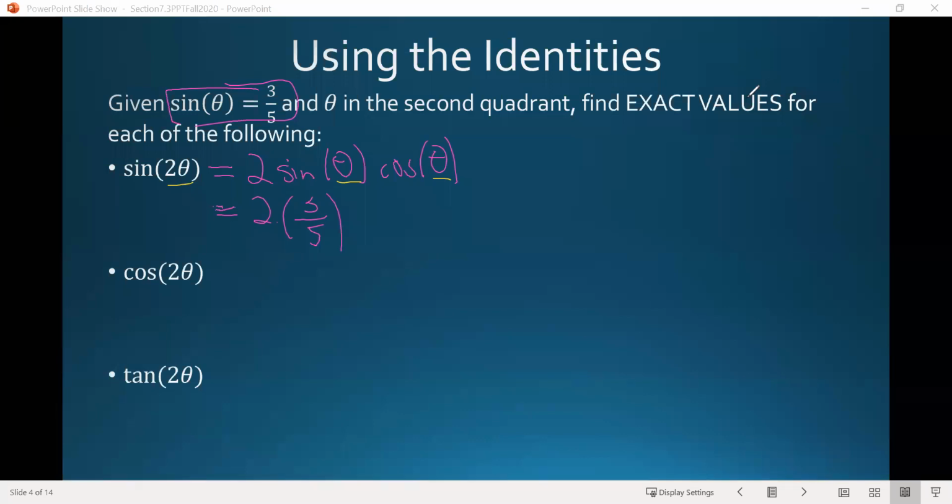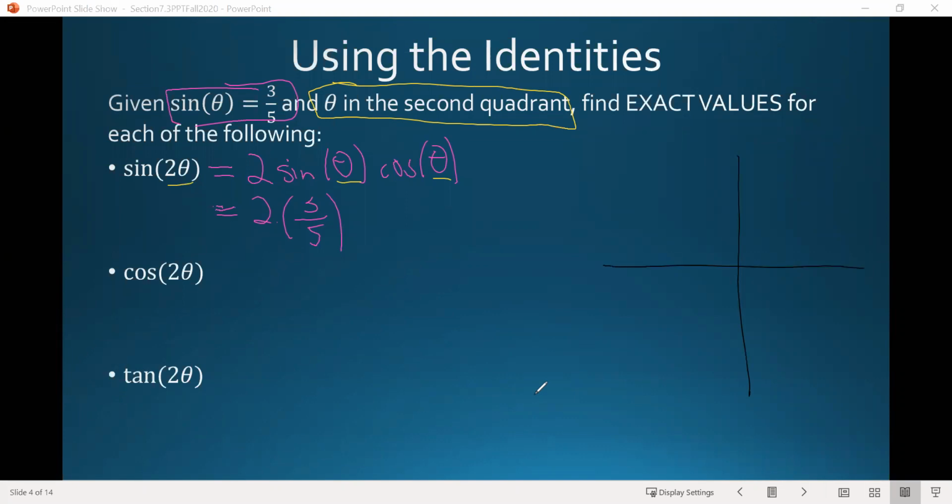But then for the next part, we don't have what cosine of theta is equal to. So we need to figure that out. So how can we do that? Well, we go back to the information we're given about theta. We know its sine, and we know that it's in the second quadrant. So what we'll do is we'll go ahead and draw a picture here off to the side.